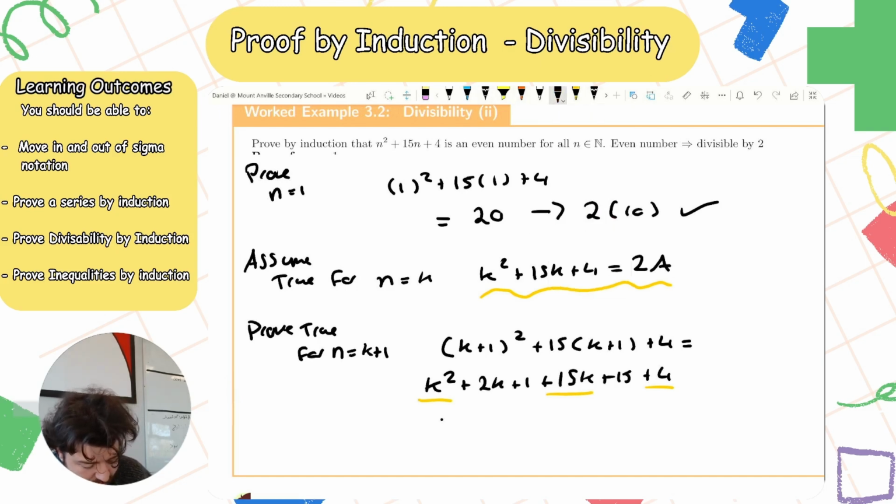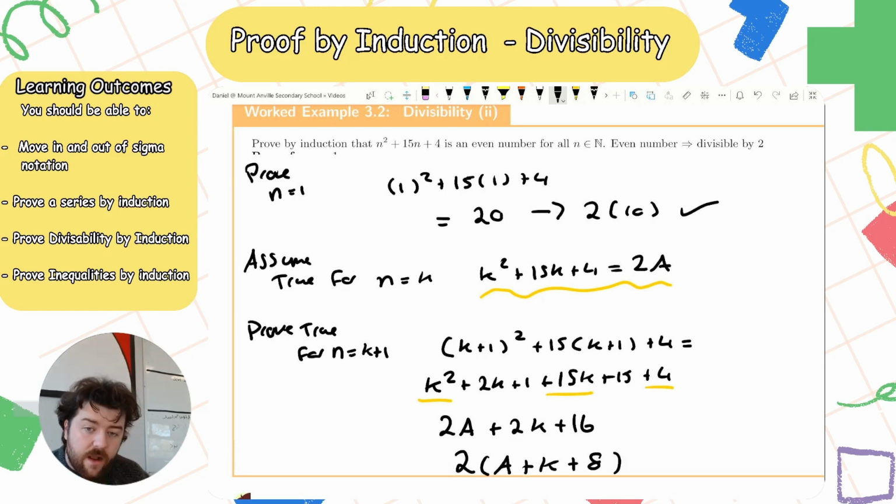So I'm left with now 2a plus 2k plus 1 plus 15, which is plus 16. And then I see here, oh, I could factor out a 2. And I'm left with a plus k plus 8. Therefore, I have proven for n equals k plus 1, it is also divisible by 2. True by induction for all values of n elements of natural numbers. So make sure to include your little statement at the end because you will lose a mark.